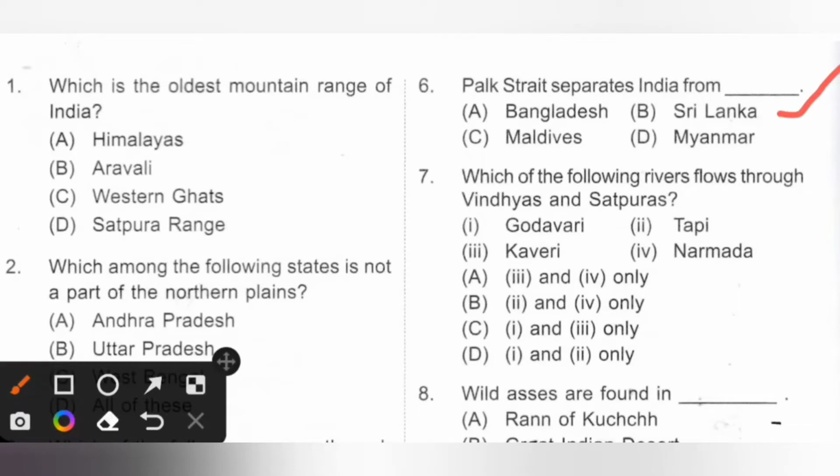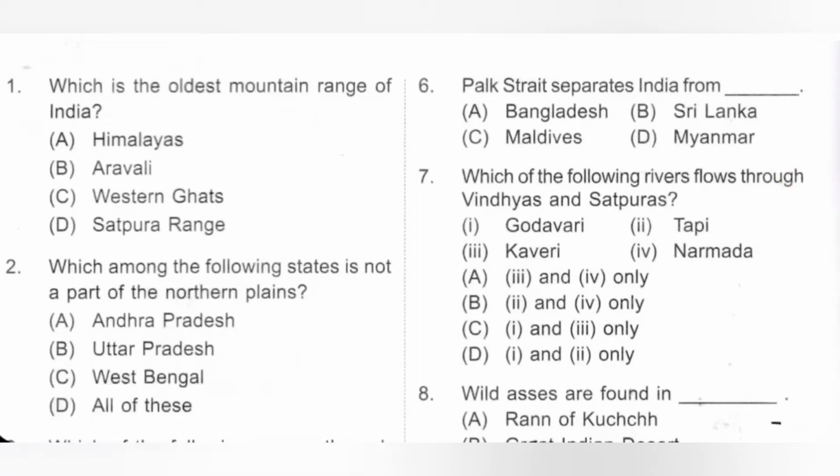Seventh one, which of the following rivers flow through Vindhyas and Satpuras? 1. Godavari. 2. Tapi. 3. Kaveri. 4. Narmada. So Tapi and Narmada flow through Vindhyas and Satpuras. So 2 and 4 only. Option B is the correct answer.